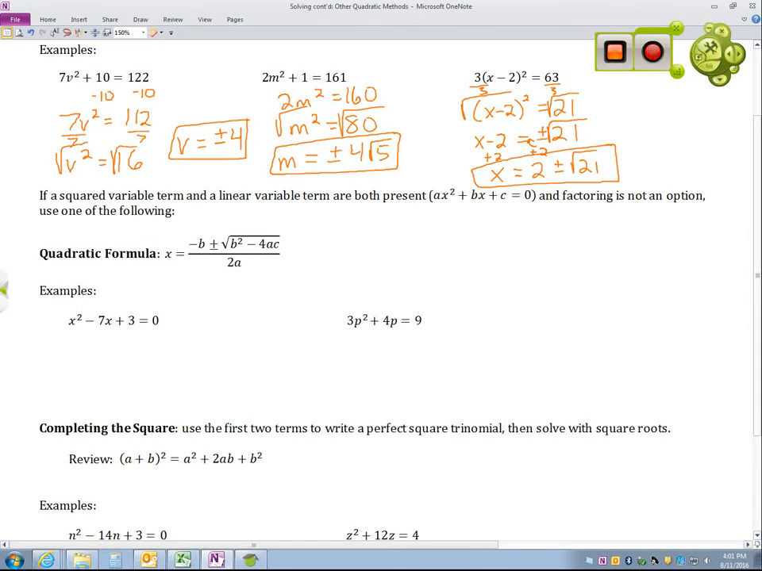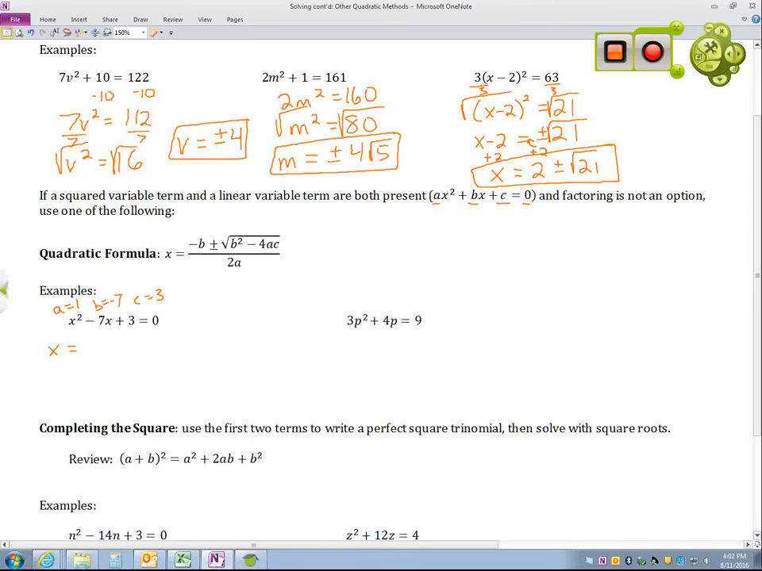Okay? So plugging the values into the quadratic formula, I do need to identify what a, b, and c are. And since this is my standard form, a is the coefficient of the x squared term, b is the coefficient of the x term, c is the constant, as long as it is set equal to 0. So for this first one, my a is 1, b is -7, don't forget the sign, c is 3. So I'm going to plug those into the quadratic formula.